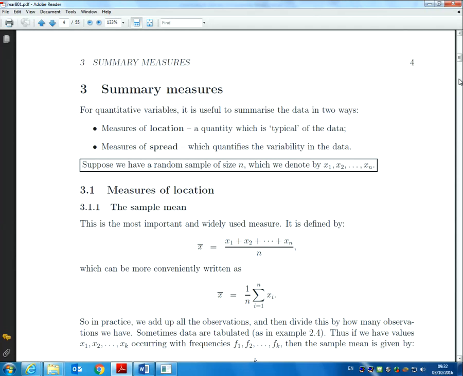So, the size of a sample, we use lowercase n. Can you all see that? The English or Latin lowercase n, that's the size of a sample. So if you have n observations, the notation we would use for the data would be x1 through to xn.